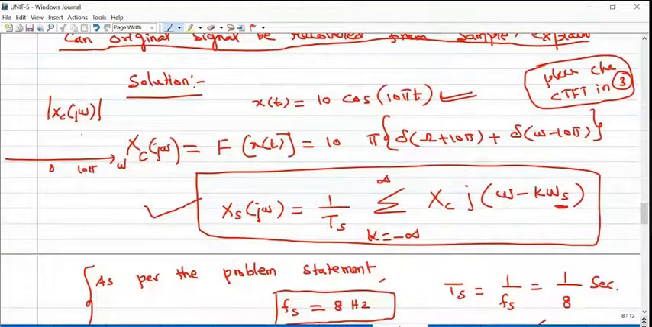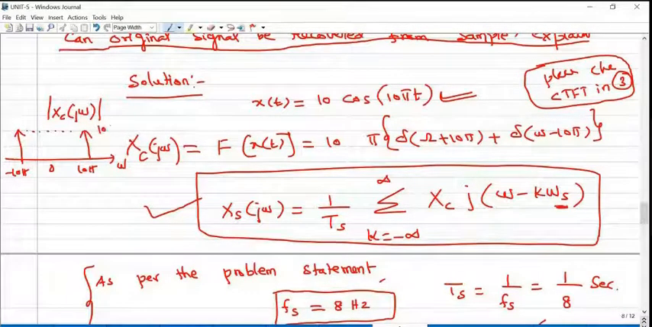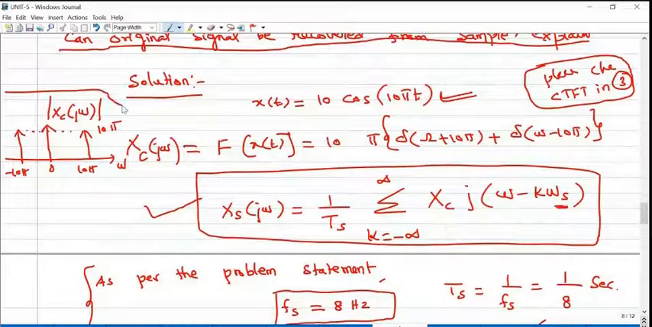So at 10 pi and minus 10 pi, with the magnitude of 10 pi. So this is the actual information. This is the actual information. Understanding, no?